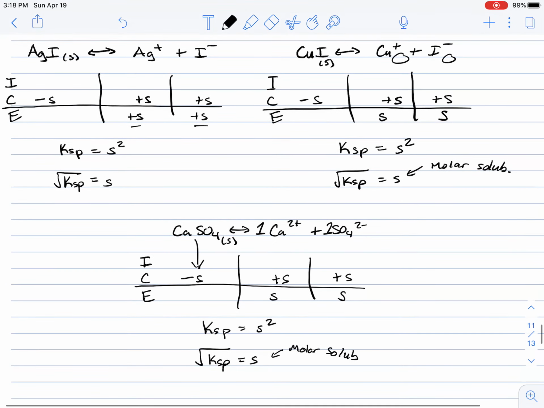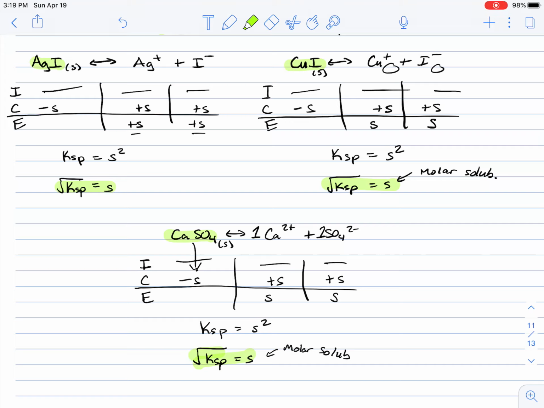So if you guys are looking at the equation that will determine the molar solubility of AgI, CuI, and calcium sulfate, it's the same expression. You're simply taking the square root of all the KSPs. And since the way that we're solving the molar solubility is through the same method, the relative ratios of each other is still going to follow the trend.